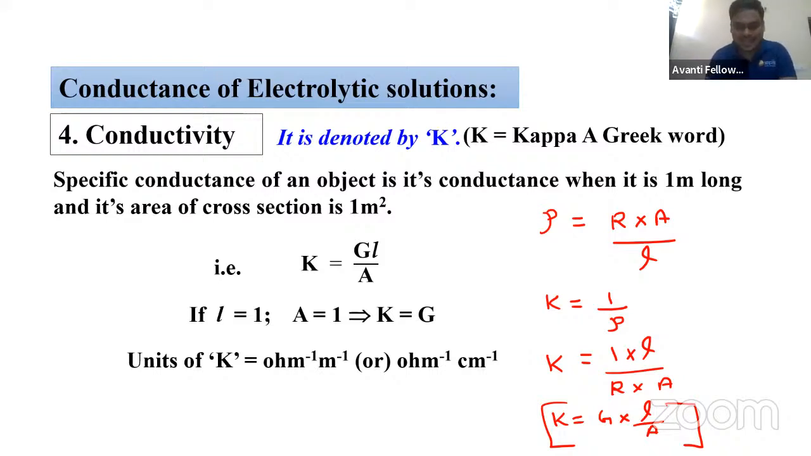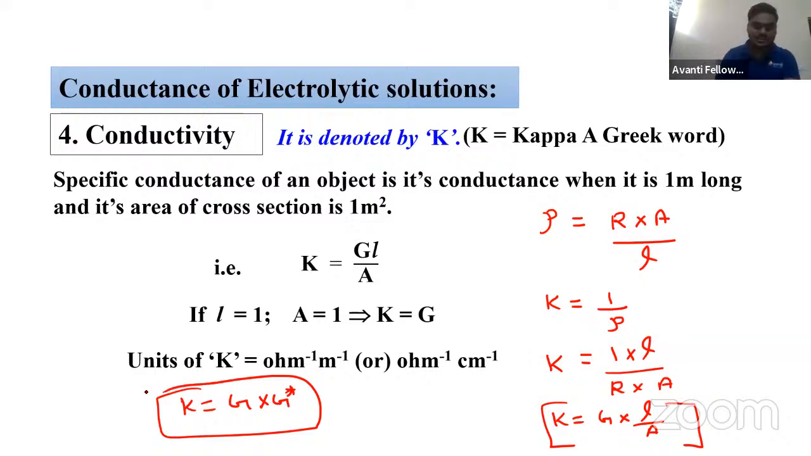Now, what is L by A? Can anyone tell me what L by A is? What do we call L by A? There is one particular specific term for this L by A ratio. What is this term known as? Tell me quickly. What will we call it? That is the cell constant. So this L by A is known as cell constant. So what formula have we got? K is equal to G into G star. G star is represented as the cell constant, right?